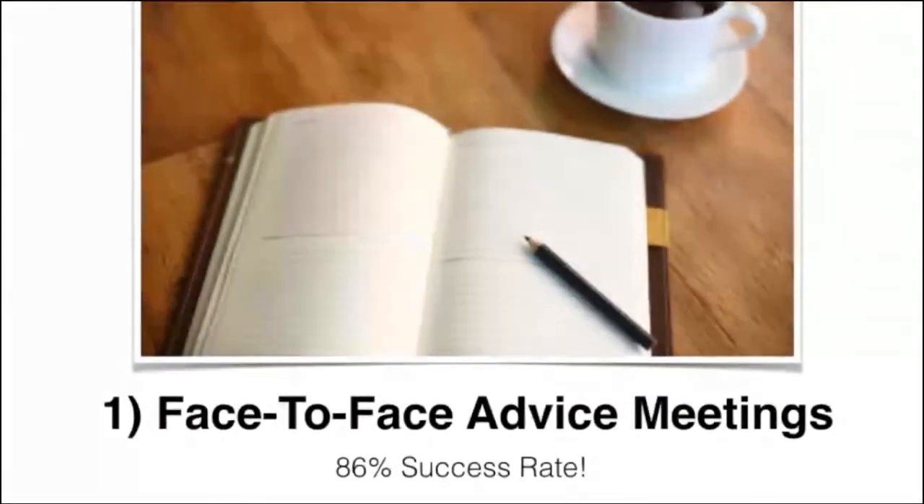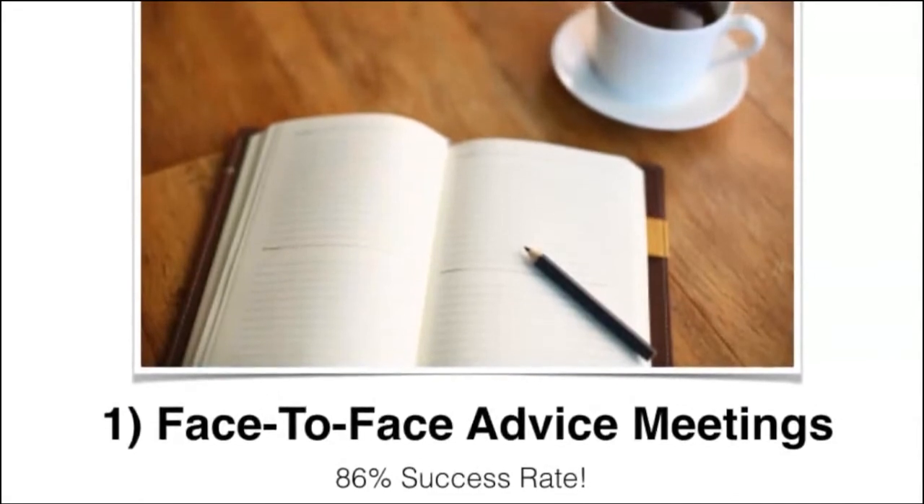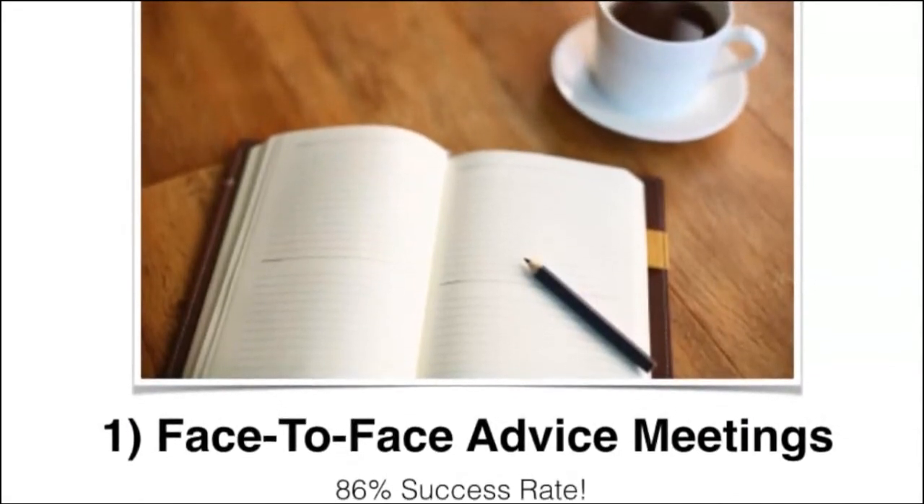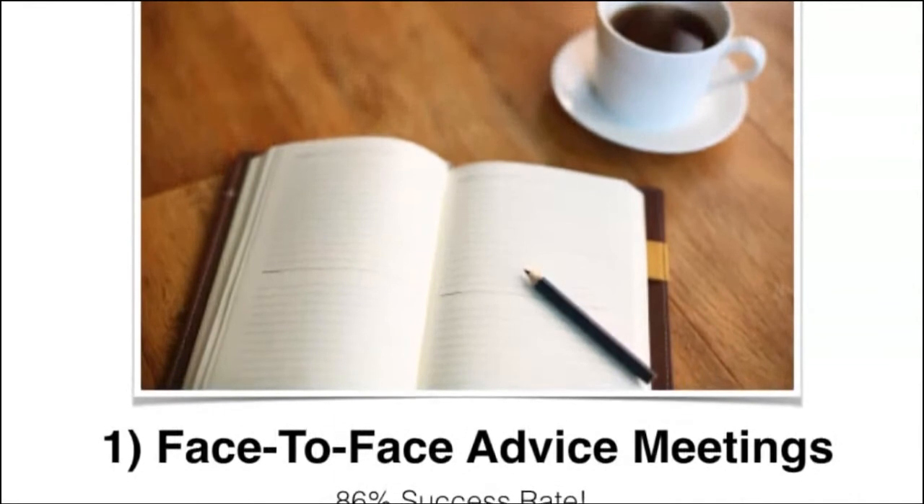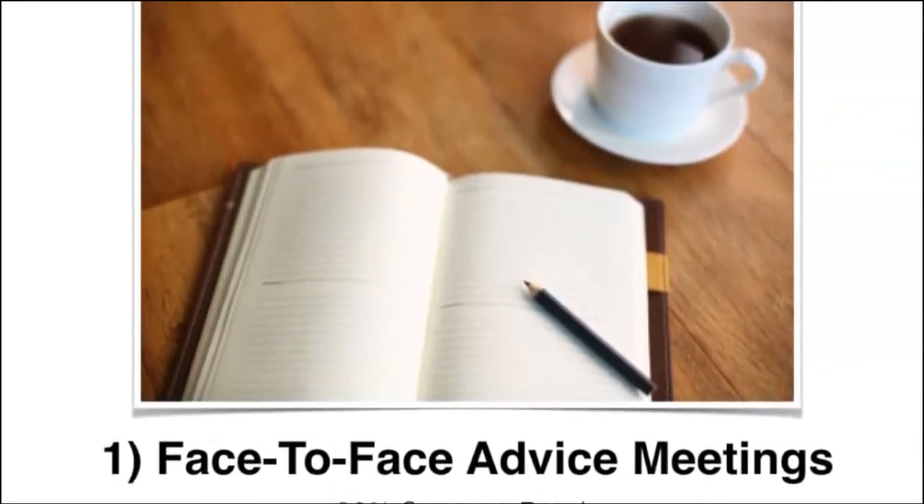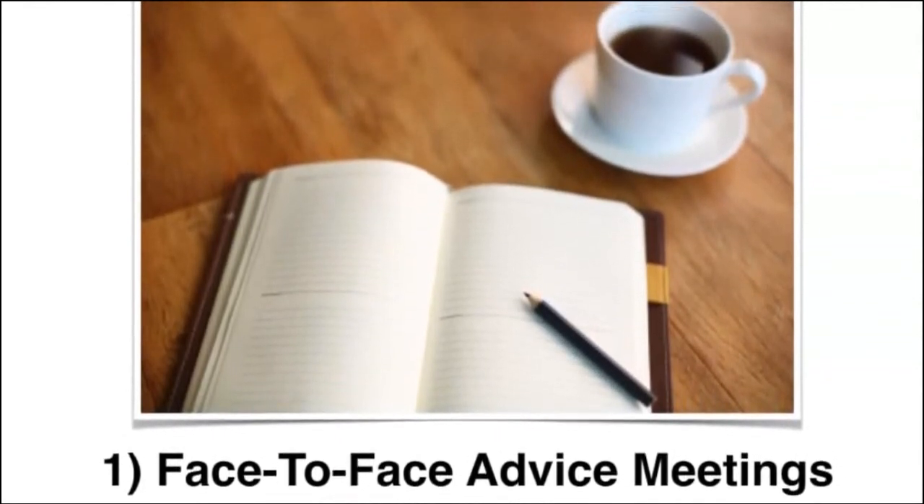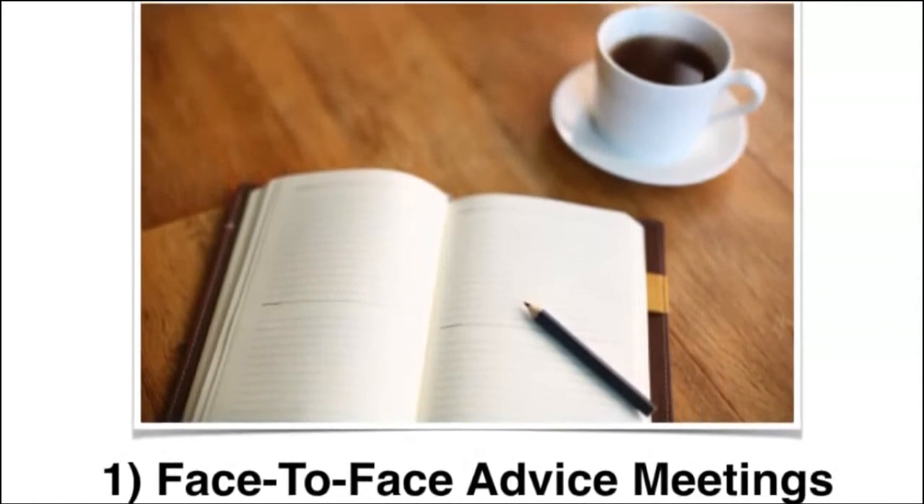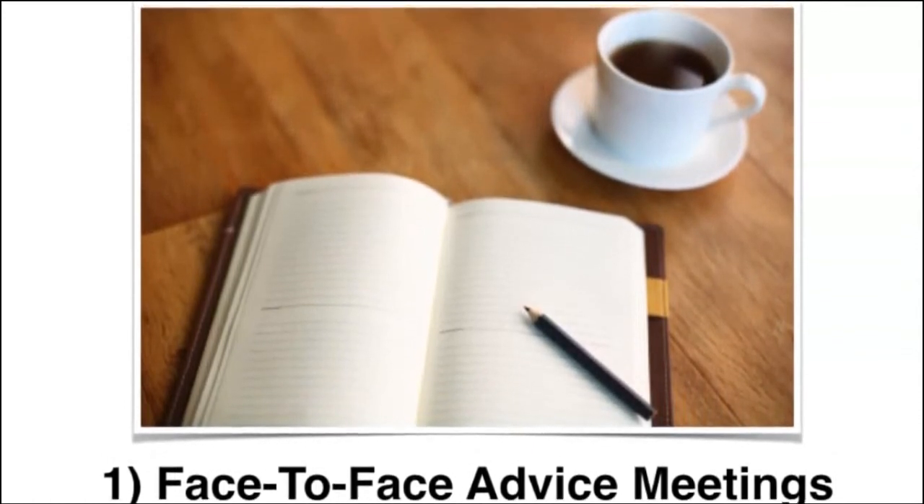The number one best way to look for a job is what's known as the parachute approach, or I would like to call it face-to-face advice meetings. This is a simple method for asking for advice from hiring managers, which consistently gets you in the door with them and subsequently gets you access to unadvertised jobs.